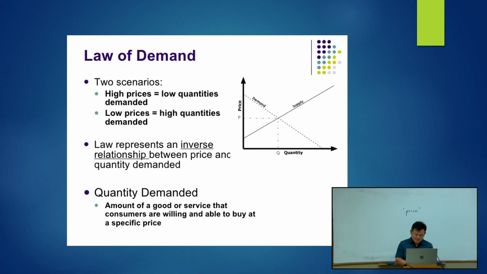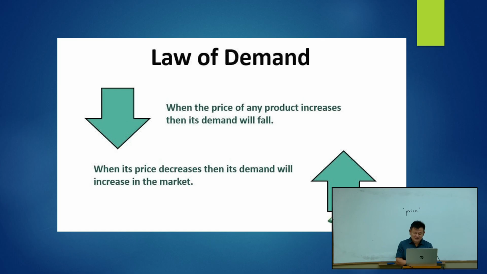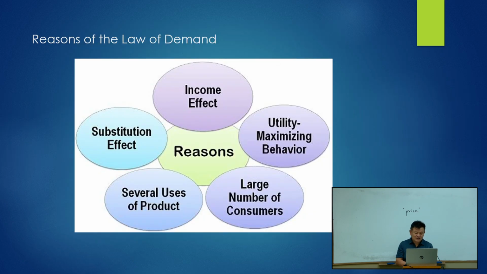So let me summarize the law of demand. I would say this: when the price of any product increases, demand will fall. Also, when the price decreases, demand increases. This is the law of demand. Last week we reviewed it.